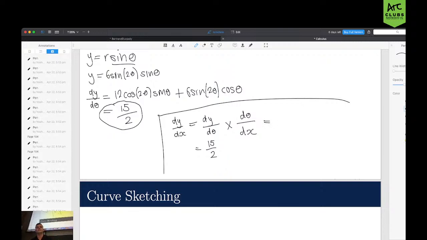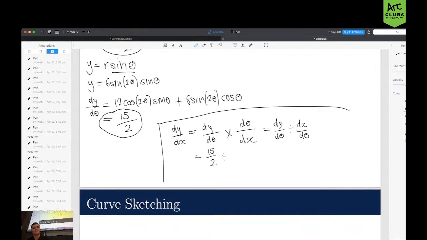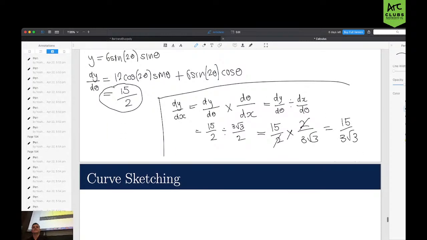So what we're going to ultimately do is, instead of writing it the way I did before, divide by dx on d theta. Dividing by dx on d theta, timesing by d theta on dx, it's just the same thing, right? So we're going to divide this by whatever dx on d theta was, and that was 3 root 3 on 2. Just using some simple algebra laws, if you want to divide fractions, you keep, change, flip. And so the 2's cancel, and you're going to get 15 on 3 root 3. And 15 divided by 3 is 5, so that's going to be 5 on root 3.